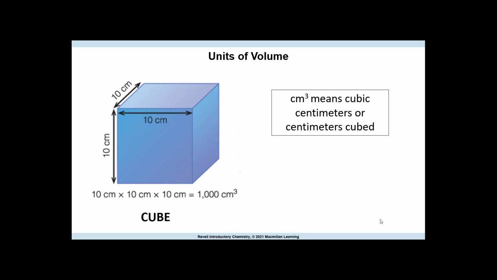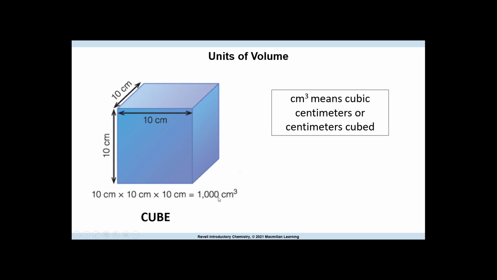So volume is the space something occupies, and think of it as 3D. It's not flat. Usually we are dealing with three measurements. If we look at a cube here, we're dealing with height, length, and width, and each one of these has a unit. So we have to multiply those, and that's where this cube comes from.